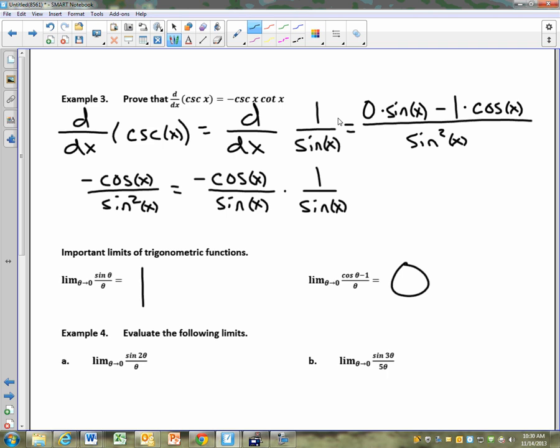So, what is 1 over sine? Cosecant, so you can see that's your cosecant. So everybody sees your negative sign, right? You see the cosecant, and then cosine over sine is cotangent. So this is negative cosecant of x, cotangent of x. Done and done.